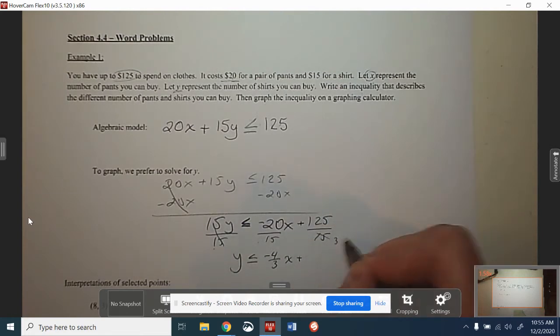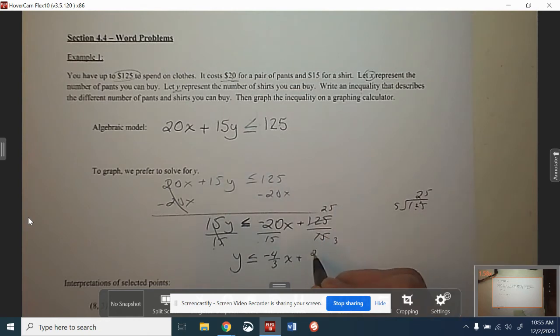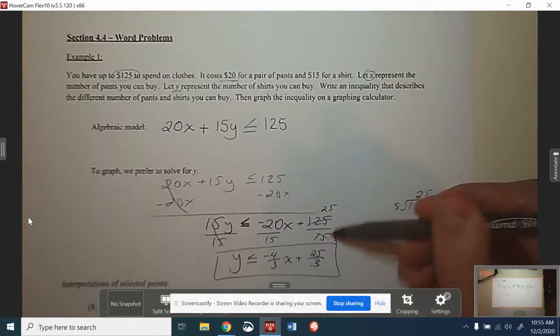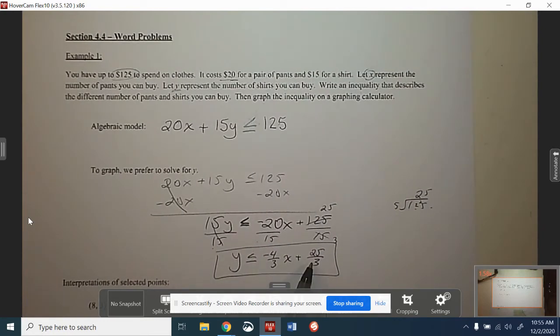So 5 goes in here 3 times, and 5 goes into 125. Let's see, it goes into 12 twice, and then 25. So 25 over 3 is that next fraction here. So this is now reduced. And remember, it's okay to show work. You don't have to do the division in your head. It's always okay to show some work for that. So this is what we would want to graph. Take a look at that.